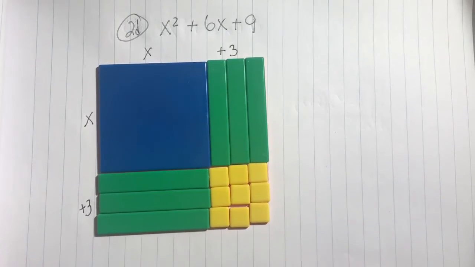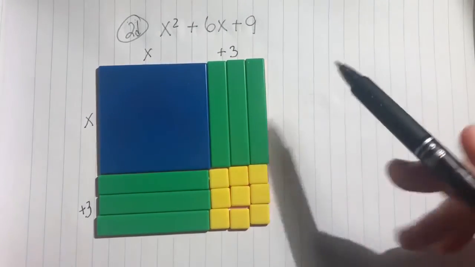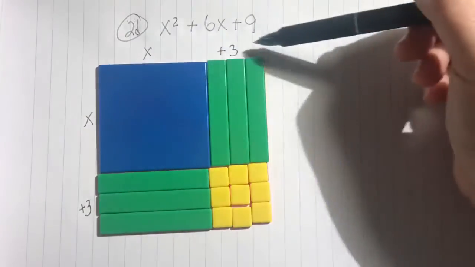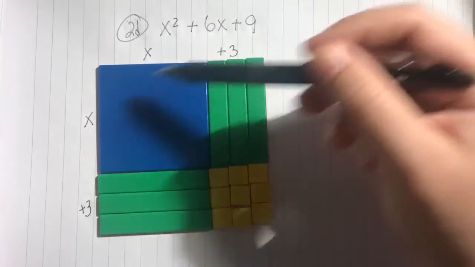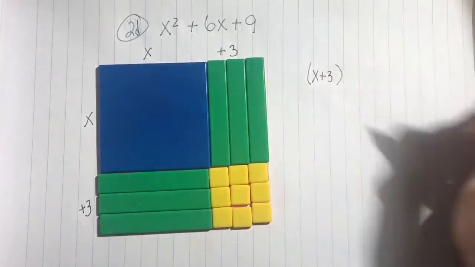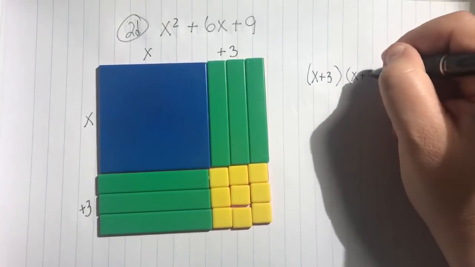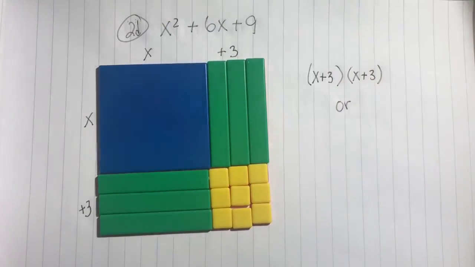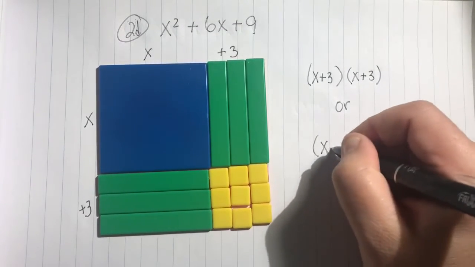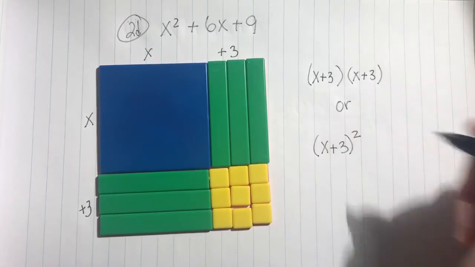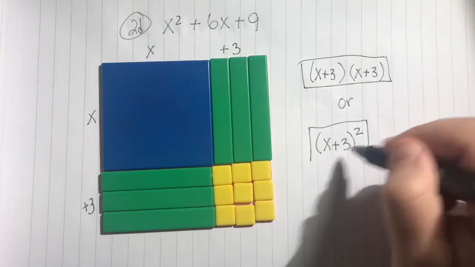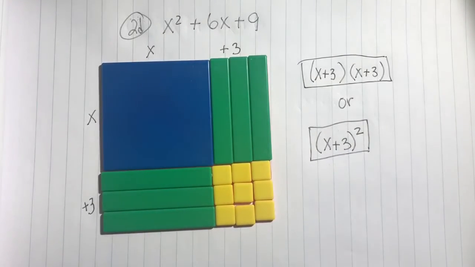By the way, this is called a perfect square. You'll notice not only did I make a rectangle, but I actually made a square because I have the same length on each side, x plus 3, x plus 3. So the way you factor this is you write x plus 3 times x plus 3. Or another way you can write this, since both of these are exactly the same, you can write x plus 3 squared. So either one of these is an acceptable way to write the answer.